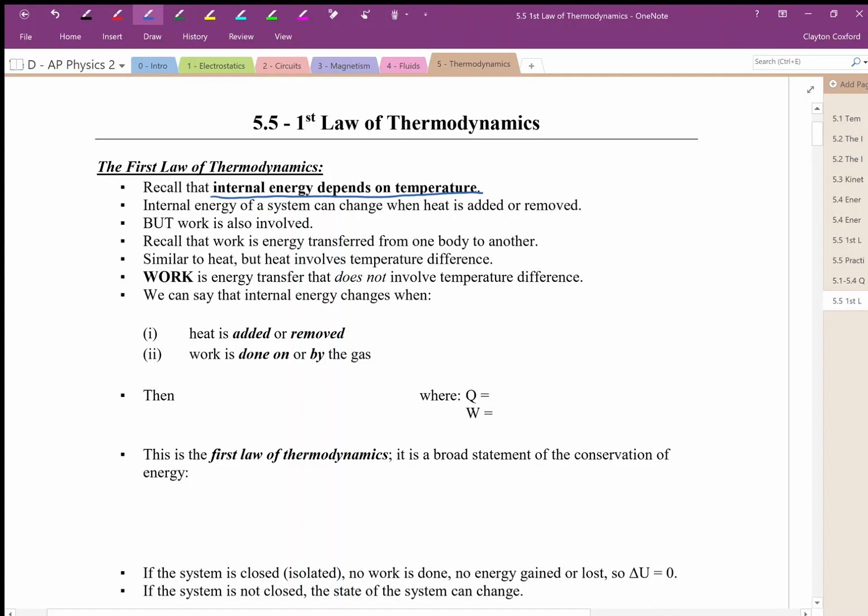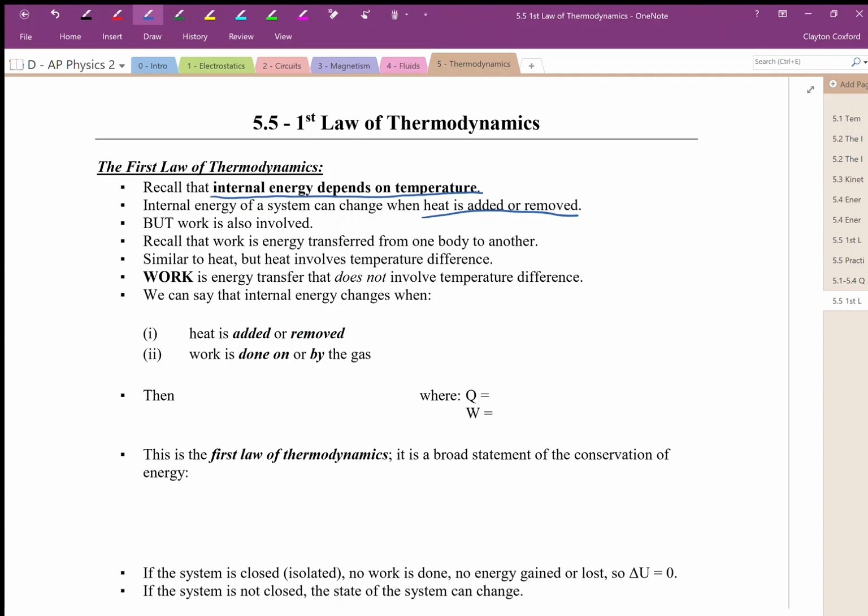Now, we can change the internal energy of a system when we add heat or when we remove heat. To add heat means that the system is encountering a temperature that is higher than it. There would be heat transferred to the system, or heat would be removed when it is encountering an environment with a lower temperature. But we can also change the internal energy of a system by doing work on it or by that system doing work. Remember that work involves some force and some displacement. So this is different than a heat transfer. Energy can be transferred in both of these ways.